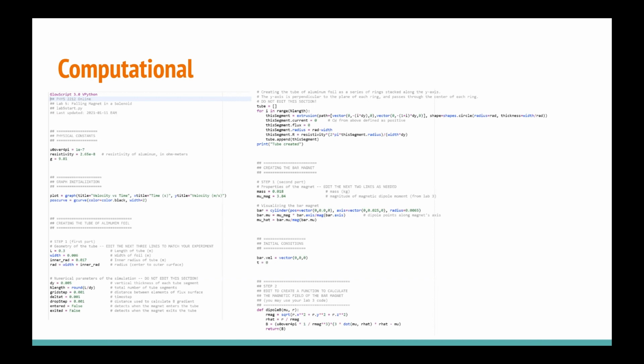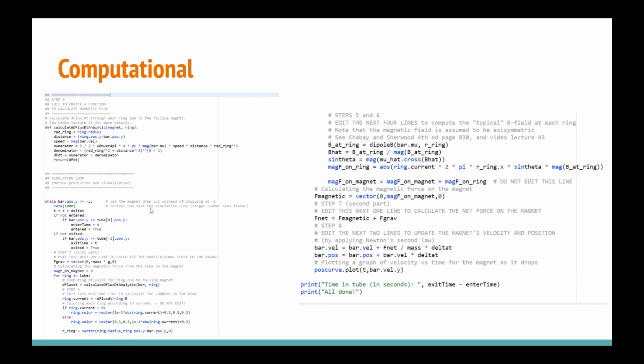For the computational model, you can see our physical constraints for our plots. The first step was creating the tube of aluminum, where we added the length, width, inner radius, and other parameters. Then we added more to the tube, and then we started adding the mass. And right here is the magnetic dipole from lab 3. Then we set more initial derivatives, and then we set the dipole B to calculate the magnetic field of the bar magnet.